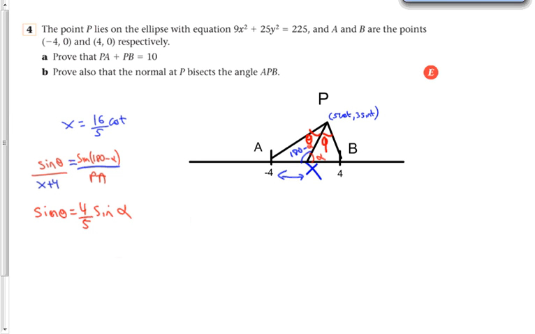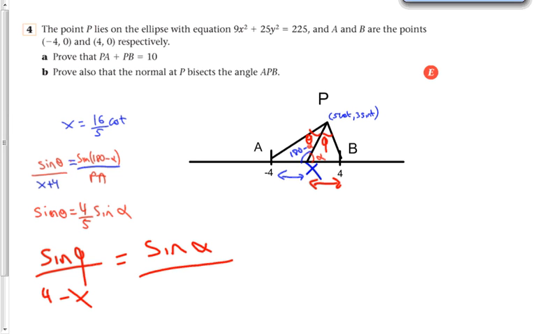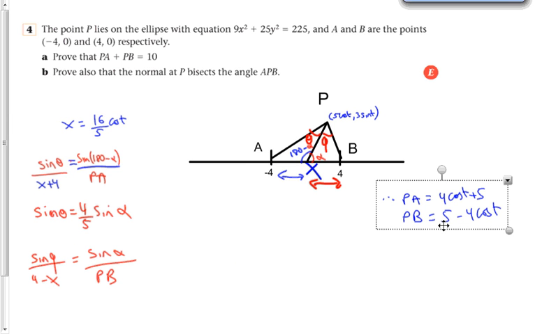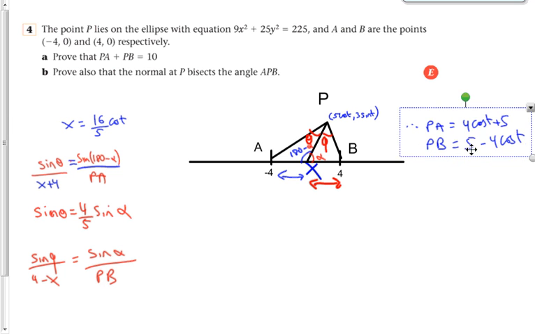Again, if I use the sine rule, I can say that sine phi over this distance, which is now 4 minus x, is equal to sine alpha all over PB. But we have that PB is 5 minus 4 cos t from the previous question. So let's just now solve this for sine phi.